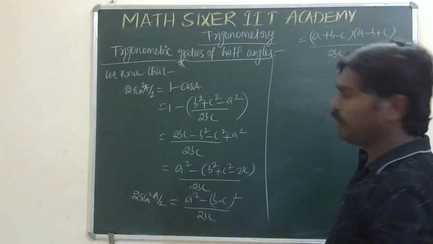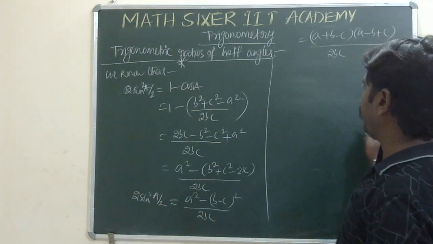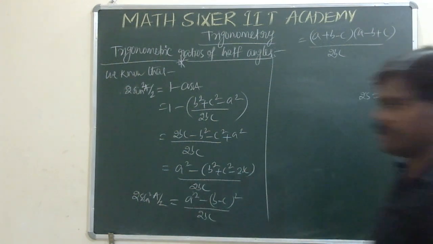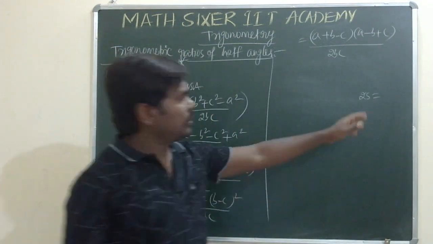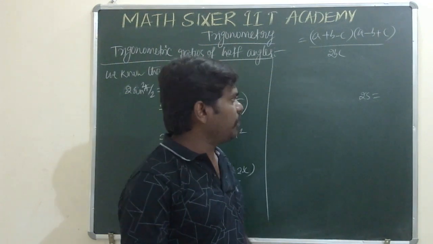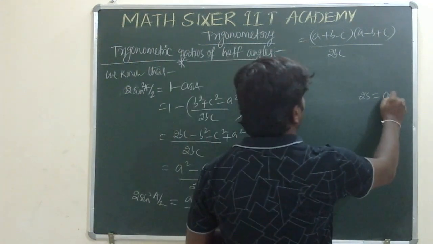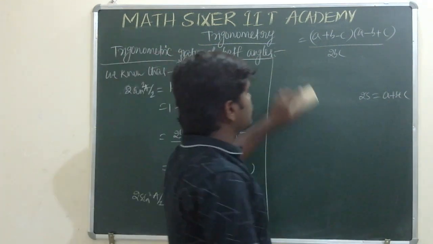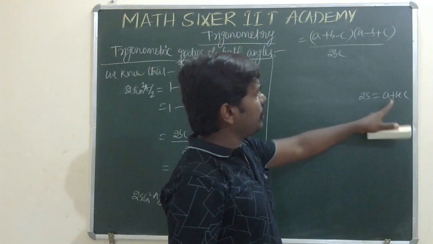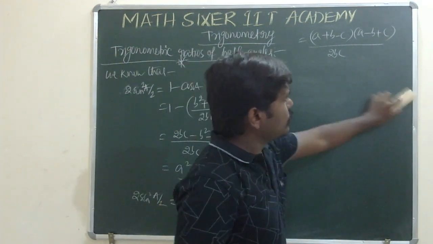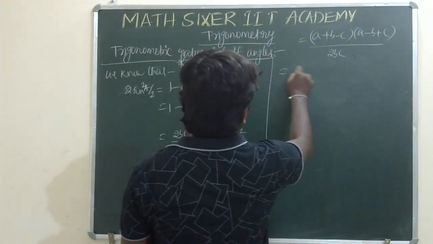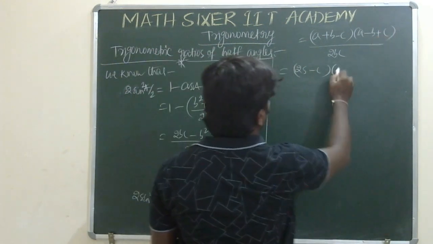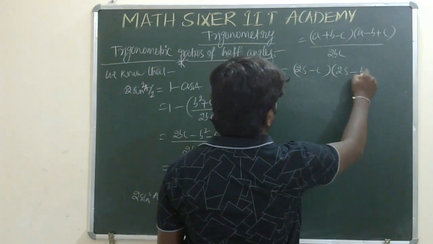As we know, in a triangle the sum of all the sides is denoted by 2s, and 2s is equal to a plus b plus c. This is our basic knowledge. So a plus b is equal to 2s minus c. Like that, we write 2s minus c into a plus c, and a plus c we can write as 2s minus b.